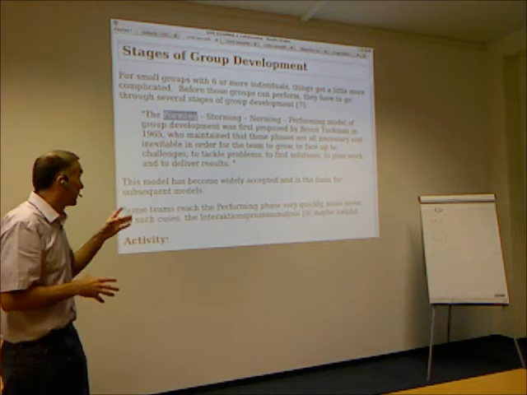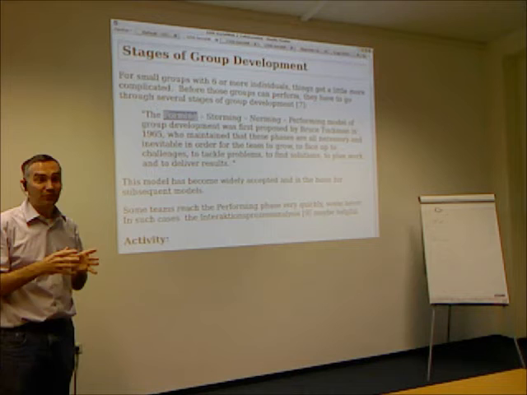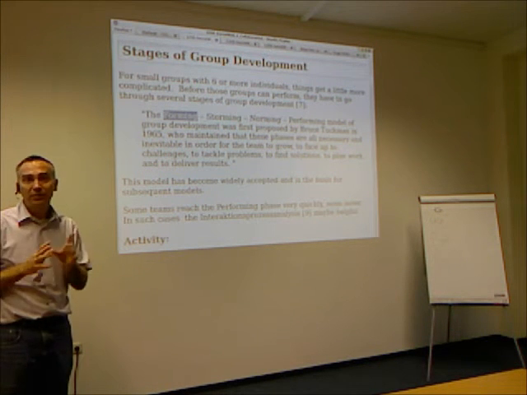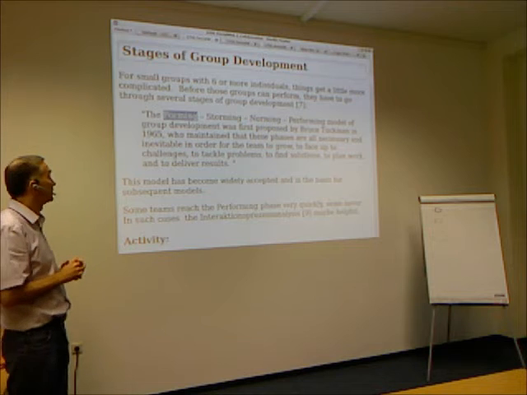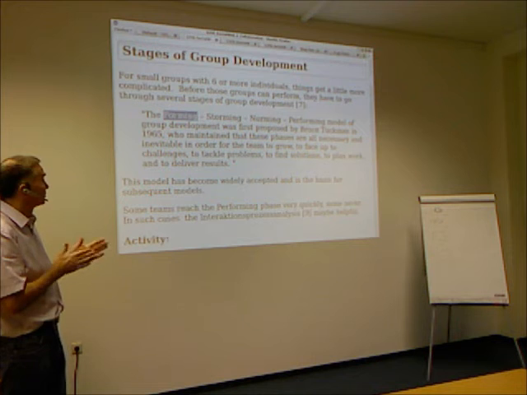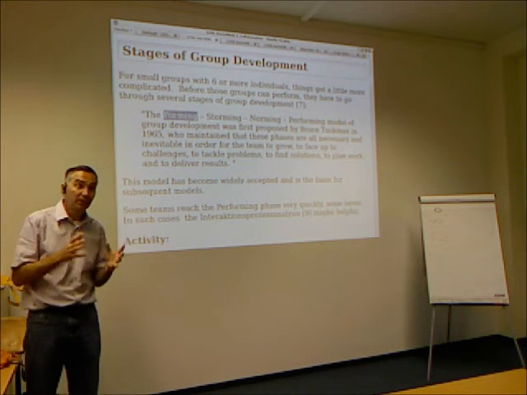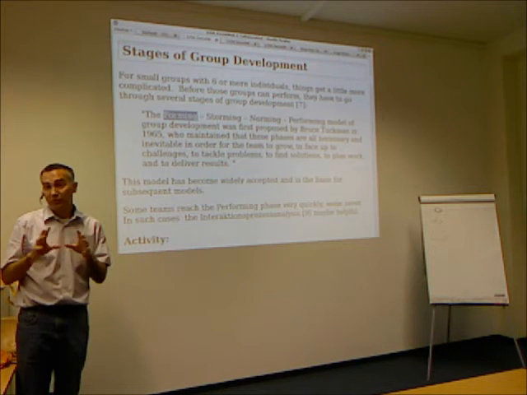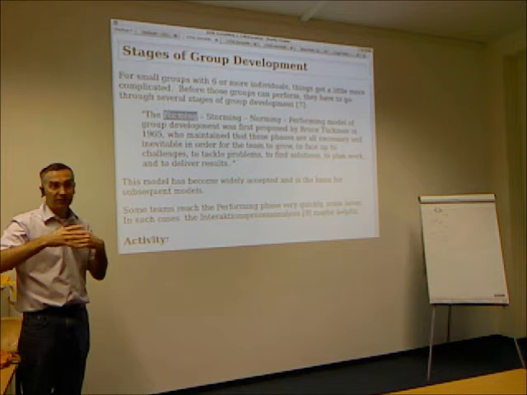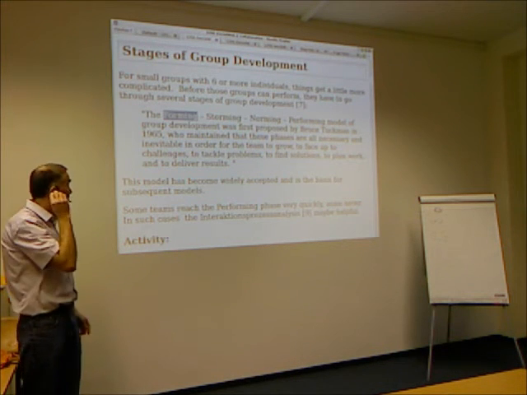Yeah? And then finally, the performing stage, that's where you actually want to be. That's where work happens. Yeah? The performing stage, that's where you want to go. Now, these stages are more clearly defined, and you're going to look at the references and be able to read that a little bit more clearly. It was first proposed by Bruce Tuckman in 1965, so it has been around for quite some time. But this is a very popular model to explain how small groups, from 6, 7 to about 20, how they work, how they perform.